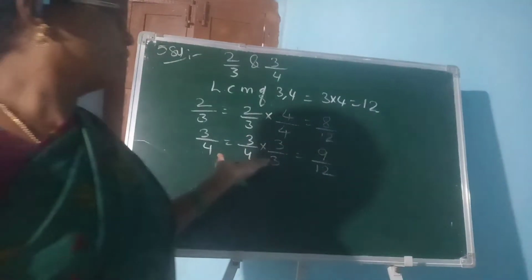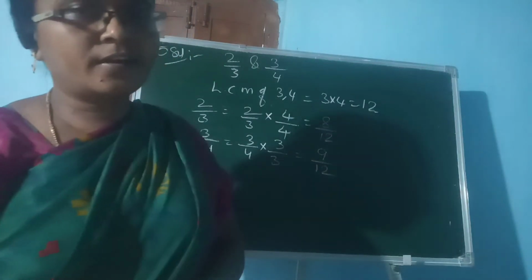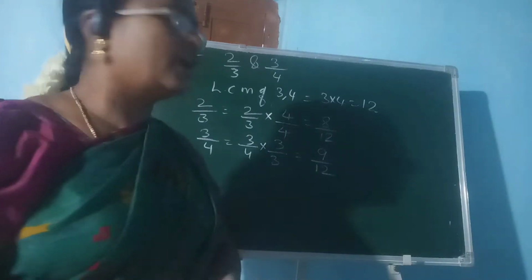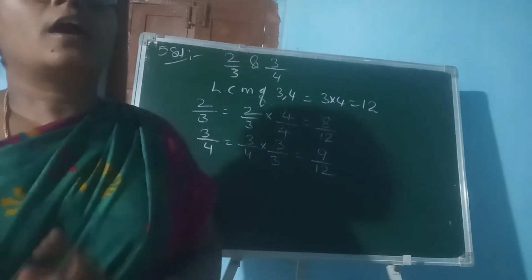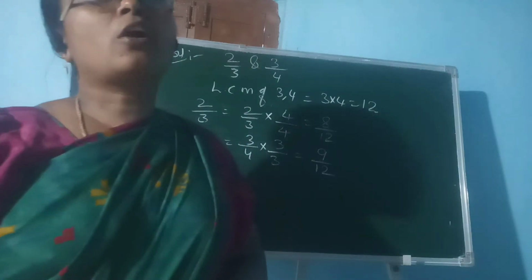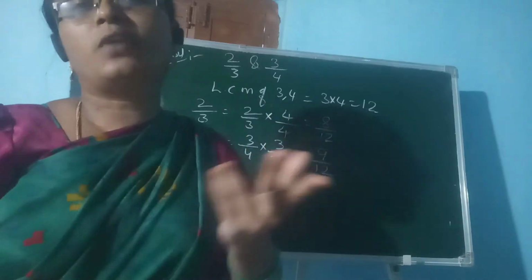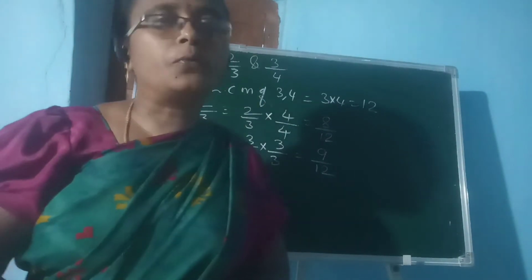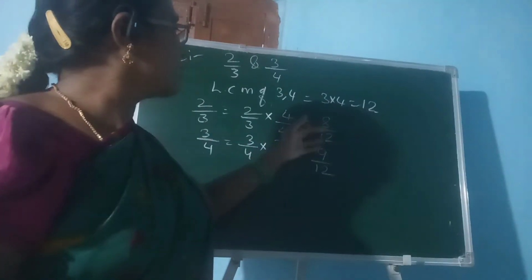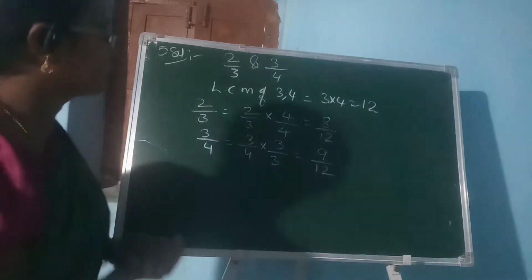So these are like fractions, and we get a confusion: is there any digit between this 8 by 12 and 9 by 12, between these two rational numbers? But students, observe and recall that there will be infinite rational numbers between any two rational numbers. To find a rational number between these two, I am taking the average.